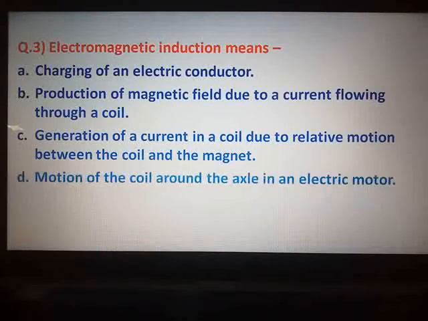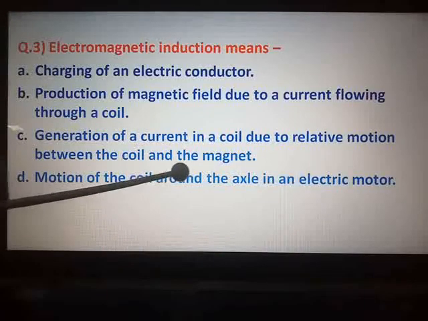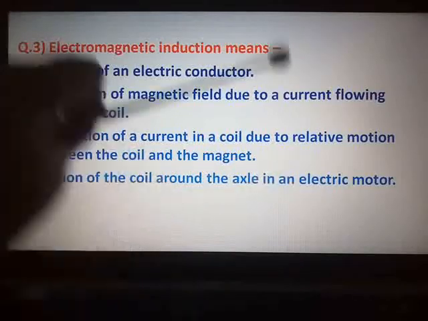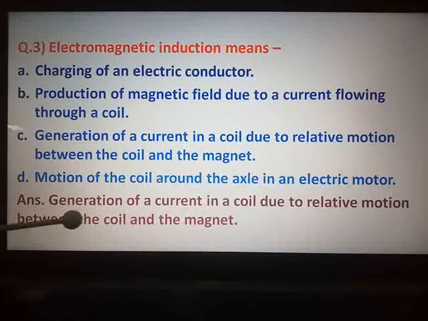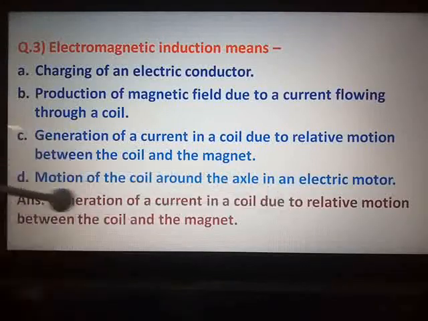Let us see the 4th option. Motion of the coil around the axle in an electric motor. This is also wrong. So C is your correct option: generation of current in a coil due to the relative motion between the coil and the magnet. I have told you what electromagnetic induction is. So you should see where that definition is applied, where it matches the given option. So it can be asked as an MCQ in the exam. Question number 3 is over.